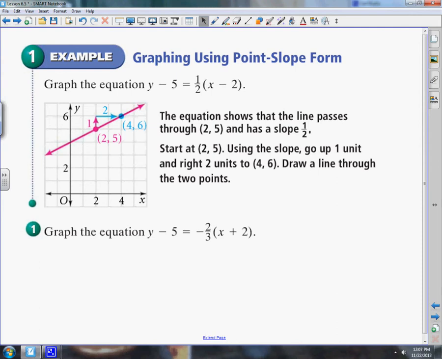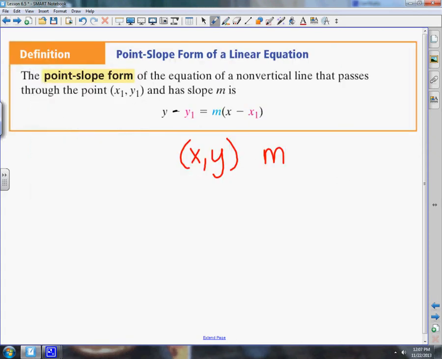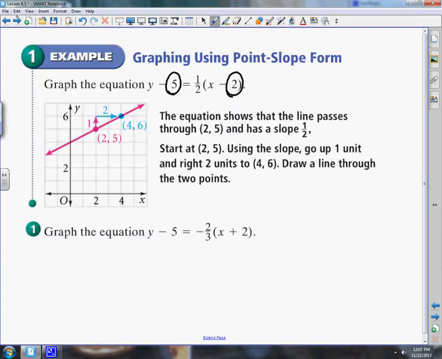Graph the equation y minus 5 equals 1/2 times x minus 2. Now it's pretty simple. The equation shows that the line passes through (2, 5). Notice that they got (2, 5) from the x coordinate and the y coordinate. They're both positive because these are minus: it's y minus 5 and x minus 2. The subtraction sign is there, and those are still positive numbers. If it were a plus, it would be a negative, the opposite. So it goes through (2, 5) and has a slope of 1/2. So you have (2, 5), then rise over run, and then you have your graph.